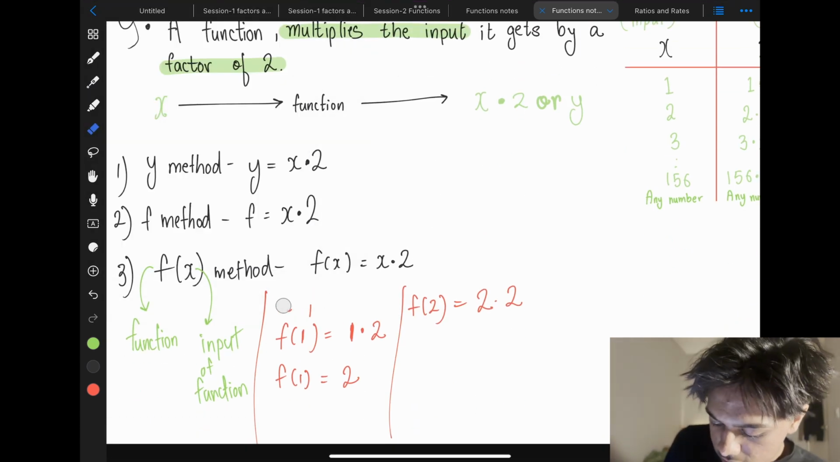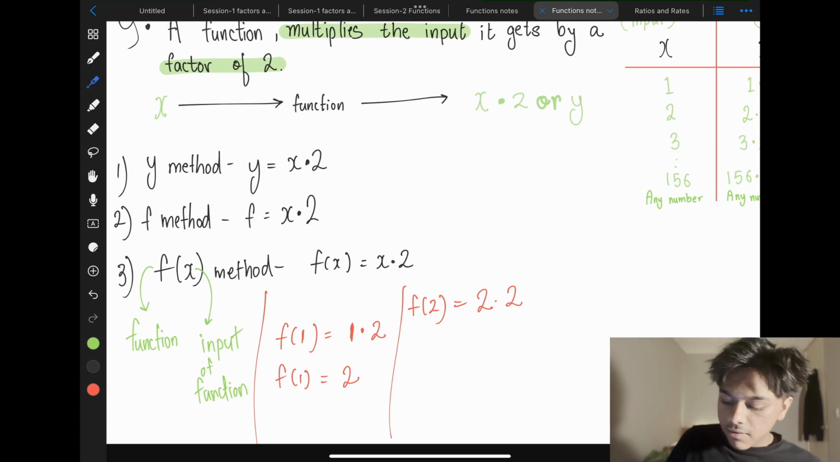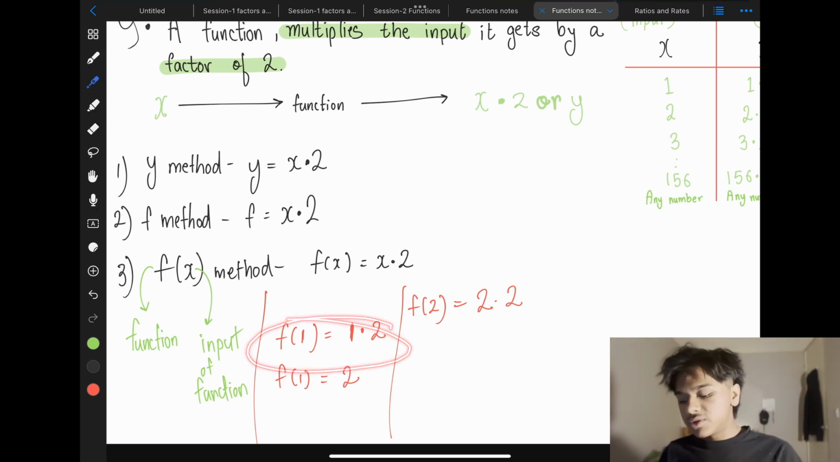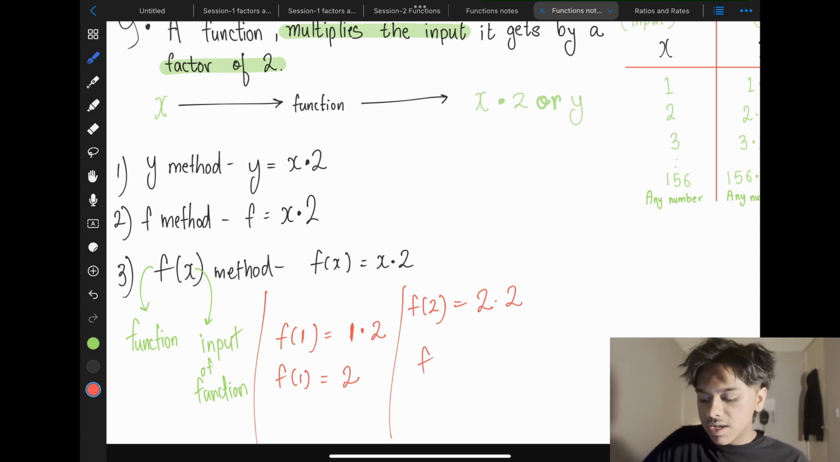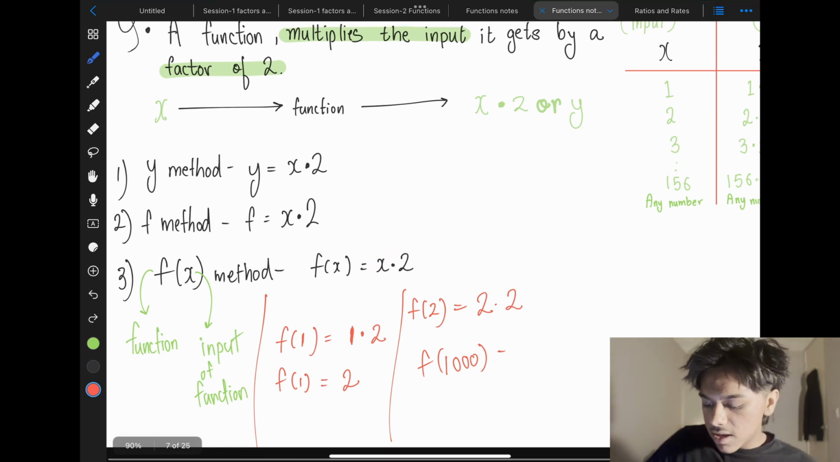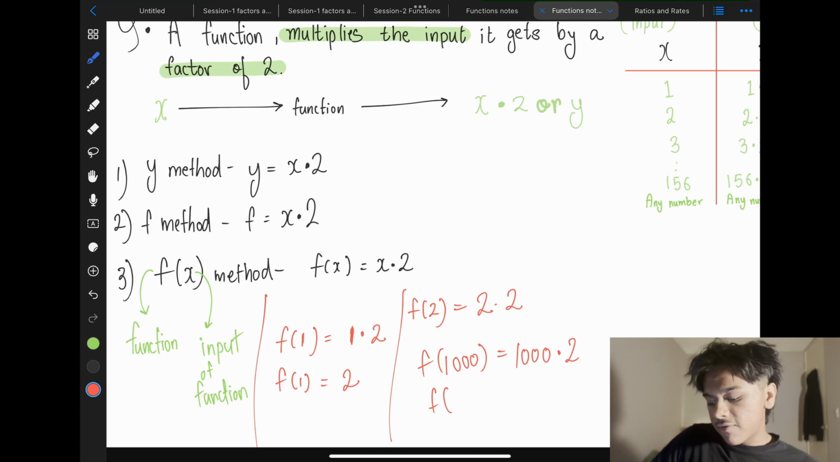You can just erase this thing and say f at 1 equals 1 times 2, f at 2 equals 2 times 2, and you can do that to any number. You can say f at, let's say, 1000 will be equal to, instead of x, you write 1000, and it will be 1000 times 2, or f at 1000 will be 2000.